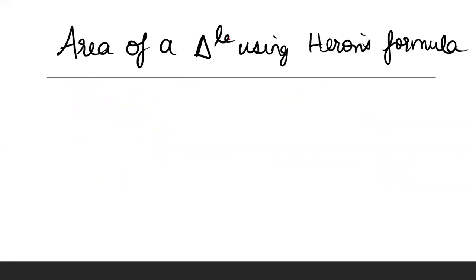Now let's move on. So these are the basic things. Okay, so these are all the areas of different types of triangles which you've already learned before. Just a small recap.